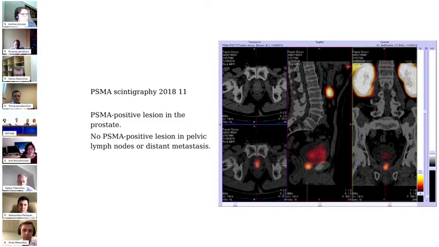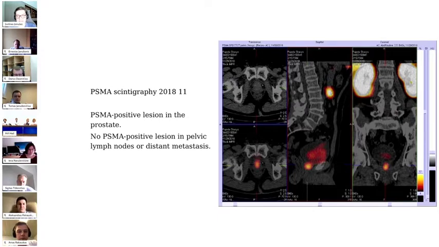Yes, at first I want to stress this is not PSMA PET, but PSMA SPECT imaging. In the National Cancer Institute, we have a trial with PSMA SPECT imaging, and this patient was imaged. So here we can see a local lesion in the prostate gland, and no other PSMA positive lesions outside the prostate were found. So only a solitary lesion in the prostate.